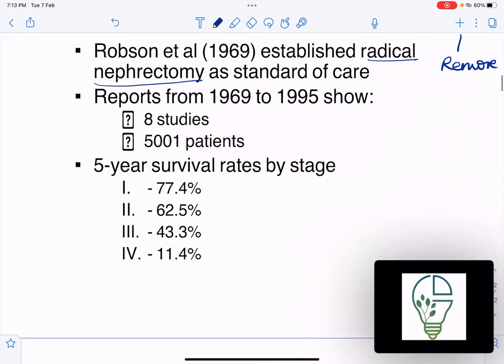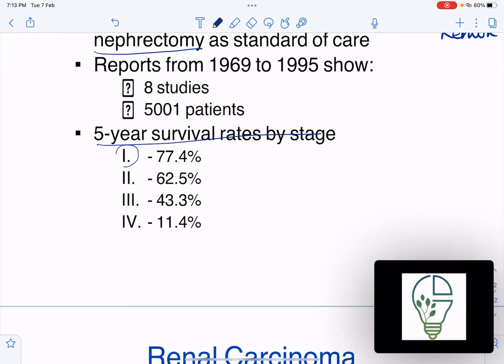So the 5-year survival rate with a radical nephrectomy is, if it was a stage one, it's 77%. If it's stage two, 62%, and goes on downward. So as you can see, the higher the stage, the lesser the 5-year survival rate. This is because obviously once it goes out, it's harder to curtail the tumor itself.